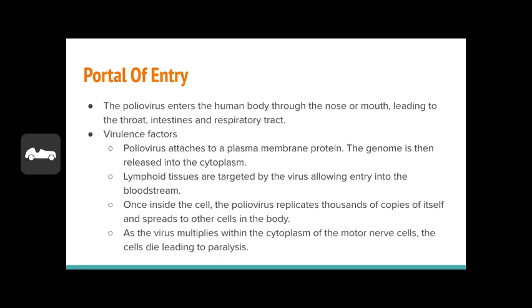So the poliovirus enters the human body through its virulence factors. This is when the poliovirus attaches to a plasma membrane protein, and then its genome is released into the cytoplasm. Once it's released into the cytoplasm, the lymphoid tissues are targeted by the virus, allowing entry into the bloodstream. Once it's inside the cell, the poliovirus replicates thousands of copies of itself and spreads to the other cells in the body. And as this virus multiplies within the cytoplasm, the motor nerve cells die, leading to paralysis.